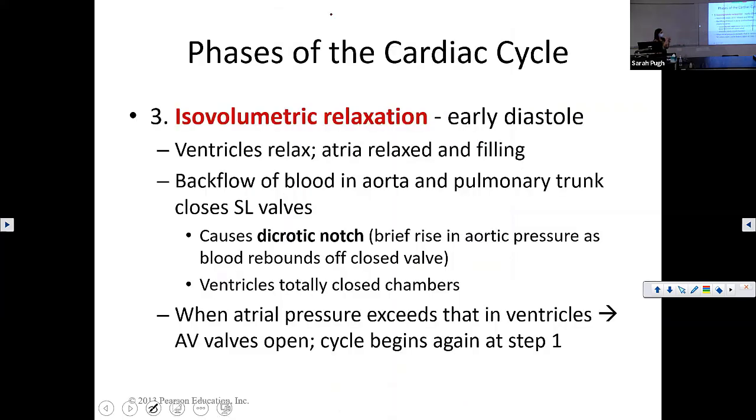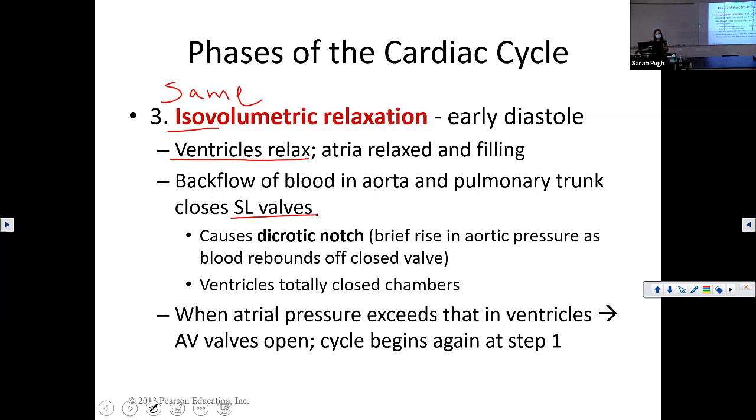Now the last phase of the cardiac cycle is called isovolumetric relaxation. Now, we already talked about iso means same. So this is, the ventricles have now squeezed out all their blood. Now the next part is they're gonna relax back out again. The ventricles start to relax. But as soon as they start to relax, the semilunar valves are gonna close. They're gonna close because we don't want blood to go backwards into the ventricle as it relaxes. So semilunar valves snap shut.